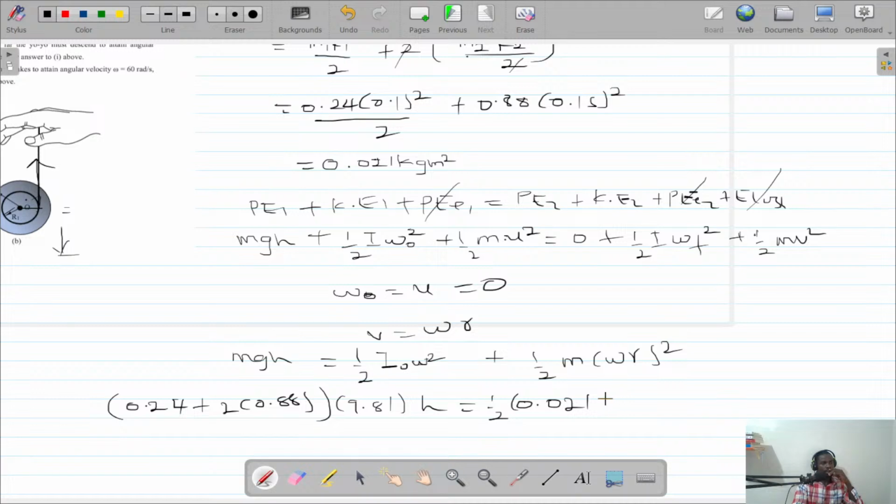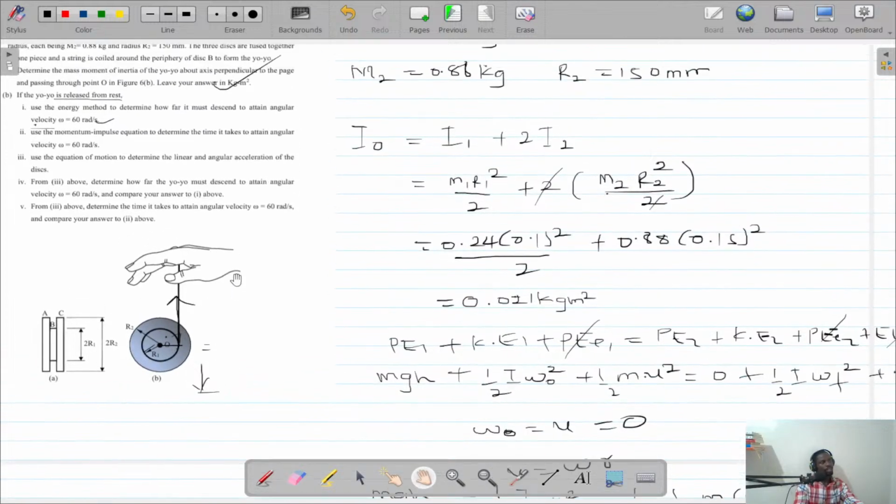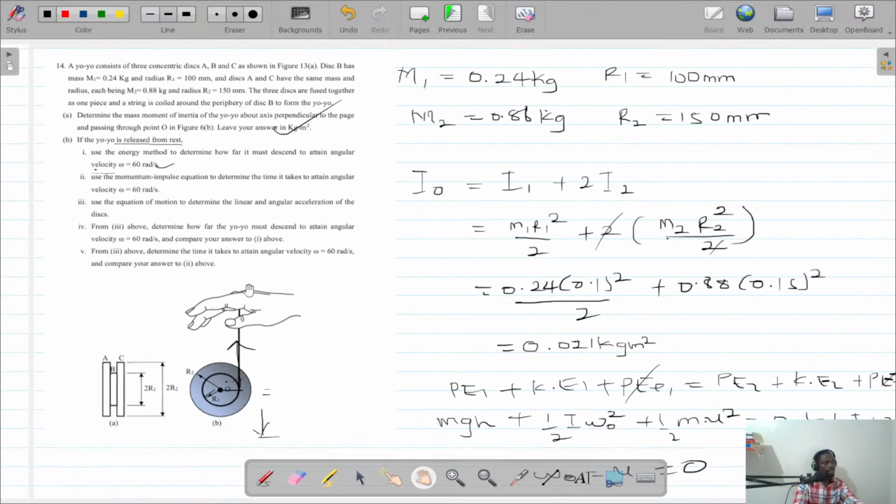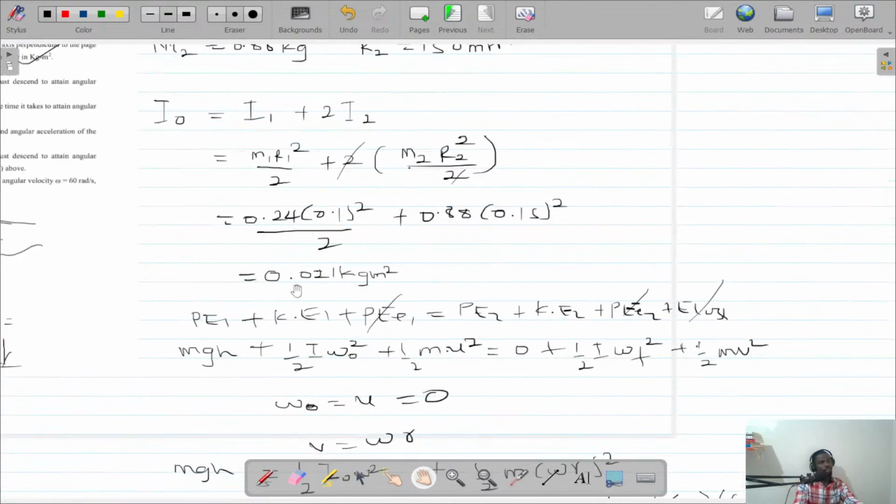So 0.021 multiplying 60 squared, this is 60 rad per second, plus half the mass again, 0.24 plus 2 times 0.88, that is 2. So we have 2 here multiplying 60 squared multiplying r, which is r1. The value of r1 is given as 100 mm, which is 0.1 m.